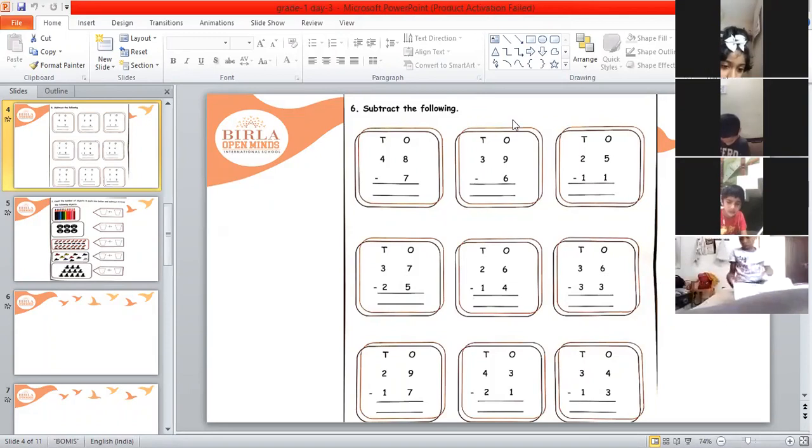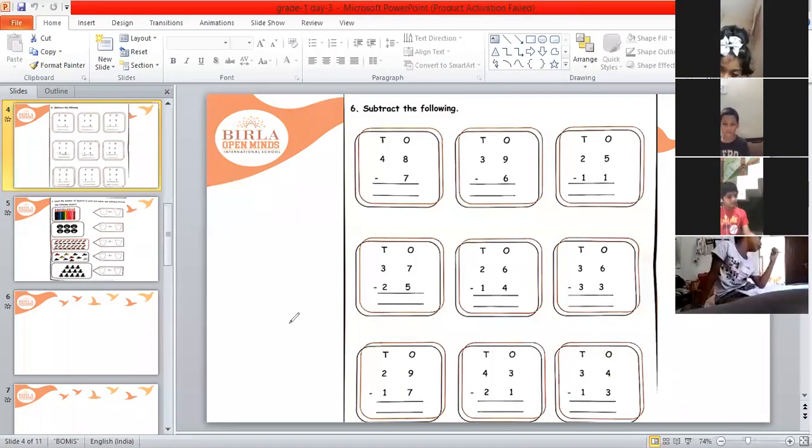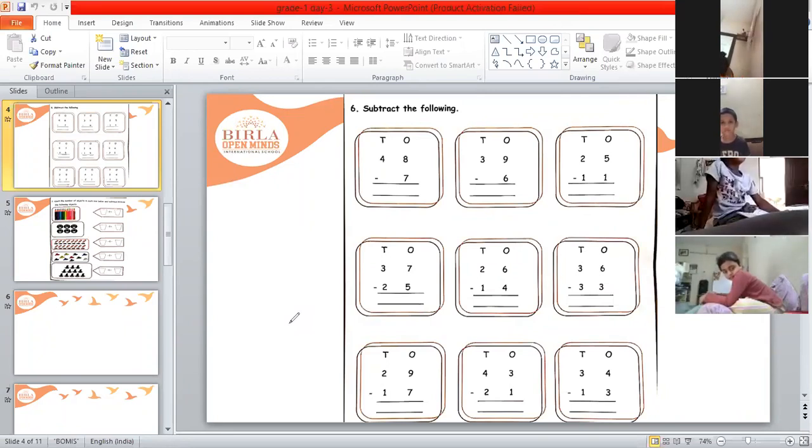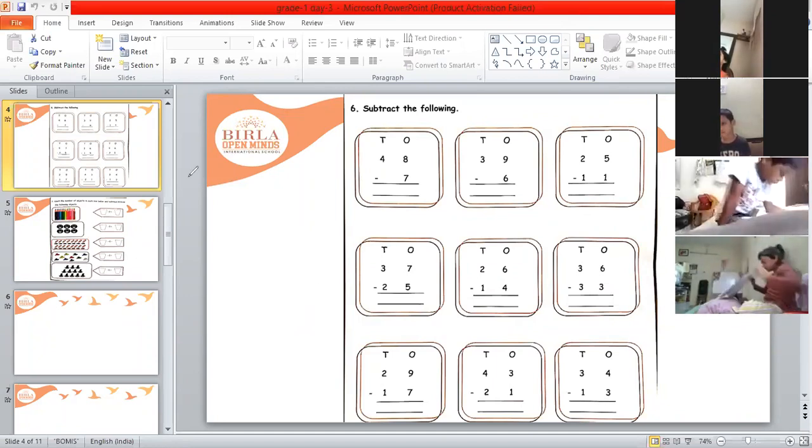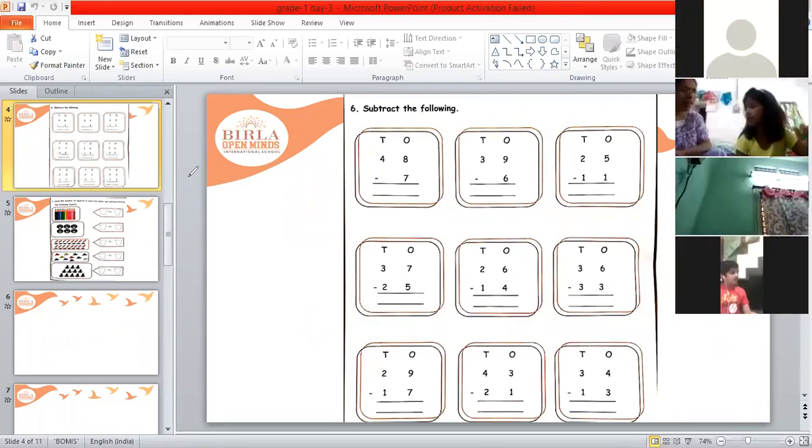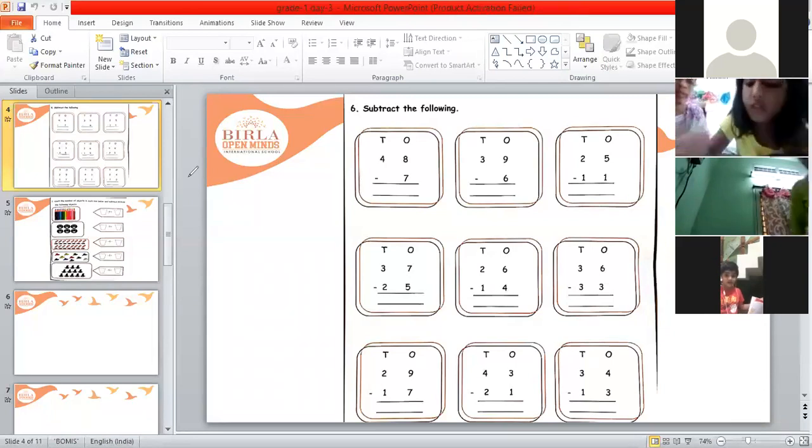Okay, Siddharth, now tell me in ones place what is the first number? 9, ma'am. Oh, read the question. This is 48 minus 7. So what is the number in ones place? First number in ones place. Tell me what are the two numbers in ones place? 7 and 8. Yeah, 8 and 7. Very good. Now what is the first number? 8 or 7?